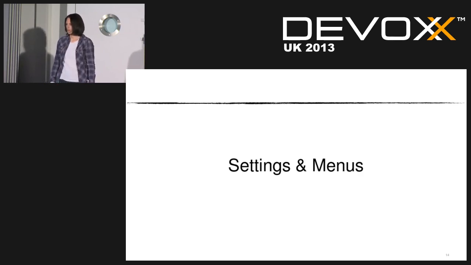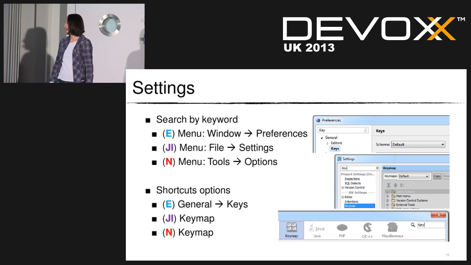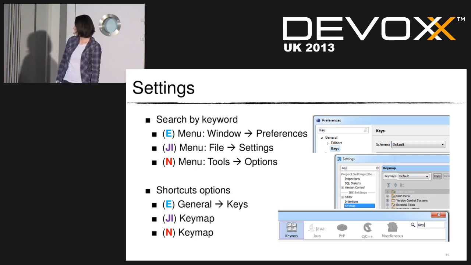Let's have a look at the general settings and menus in the IDEs. If you want to see where the settings are, they can be found in the menu at different locations. They are all named differently, funnily. And if you're looking for shortcuts, you can just type in some search word here, for example "key", and then it will show the shortcut settings, so you can have a look at which shortcuts are available in your IDE.